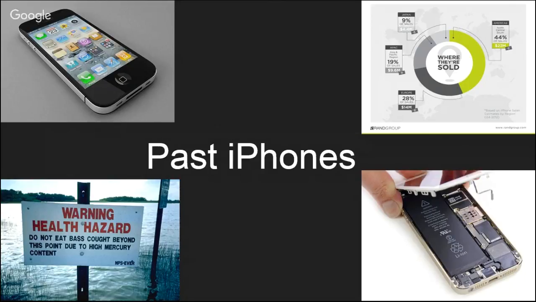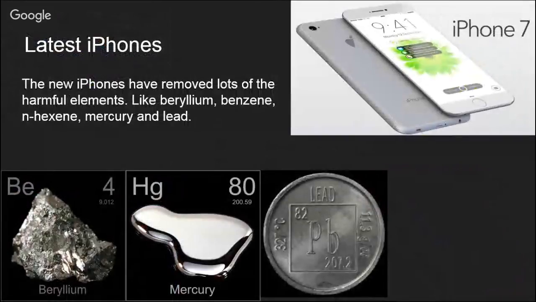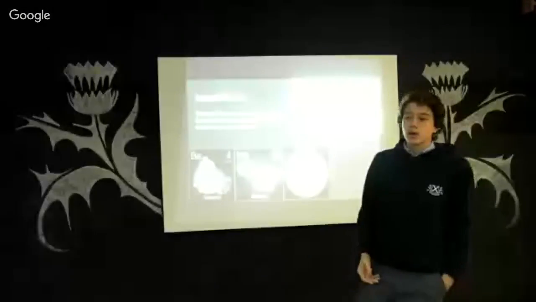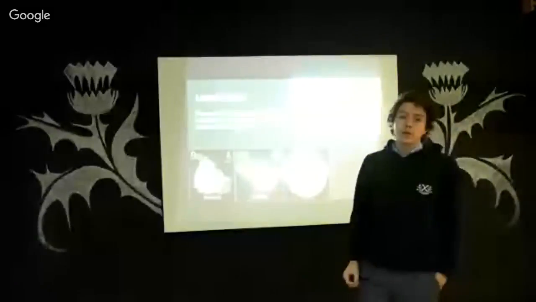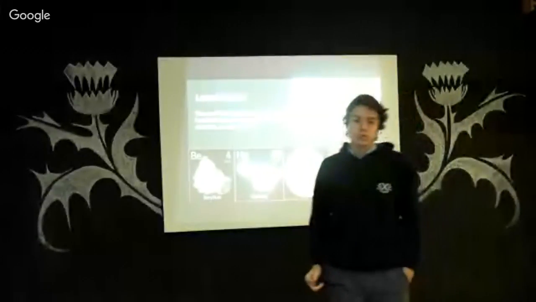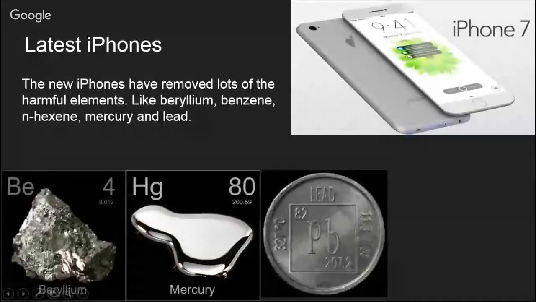The latest iPhones have now removed the mercury and the beryllium and the benzene, which were some of the most contaminating materials. And now that it doesn't have mercury, it's much better and the contamination is much less.